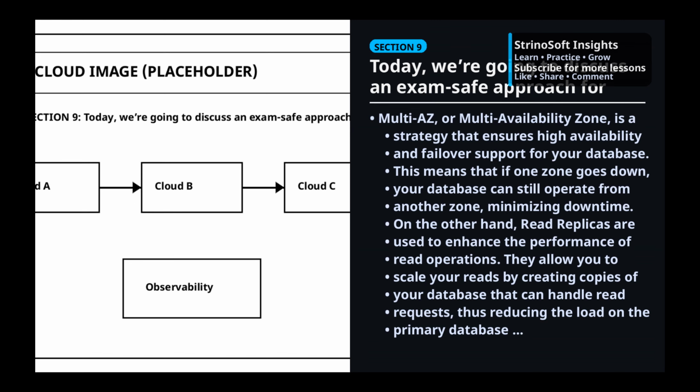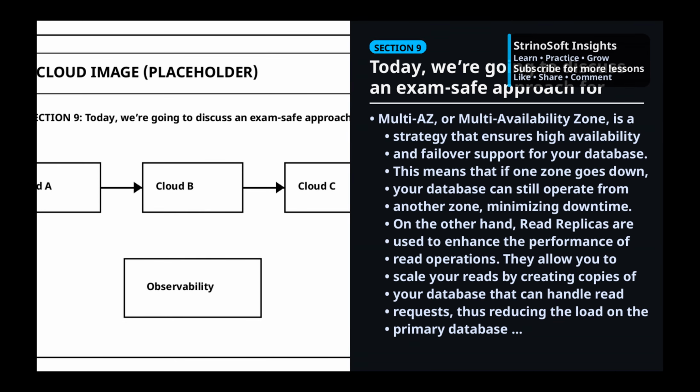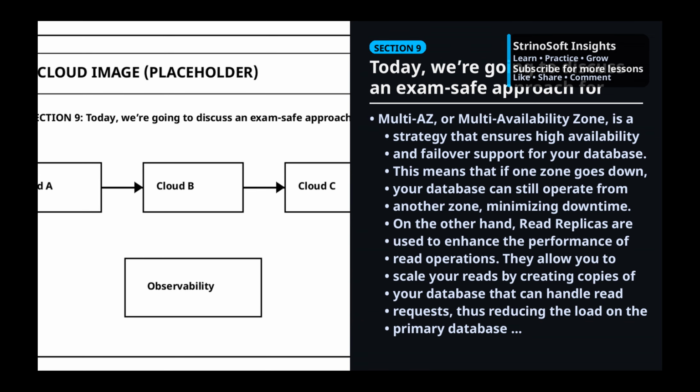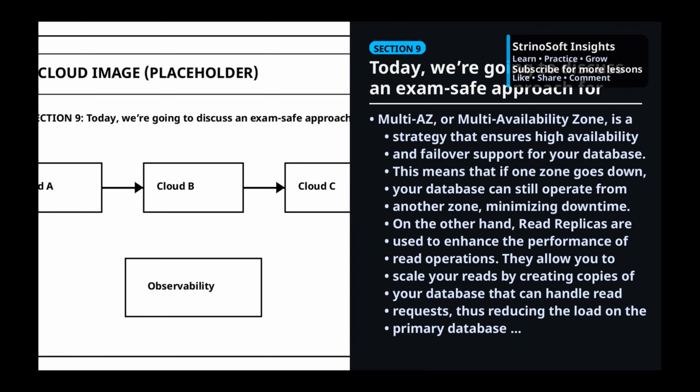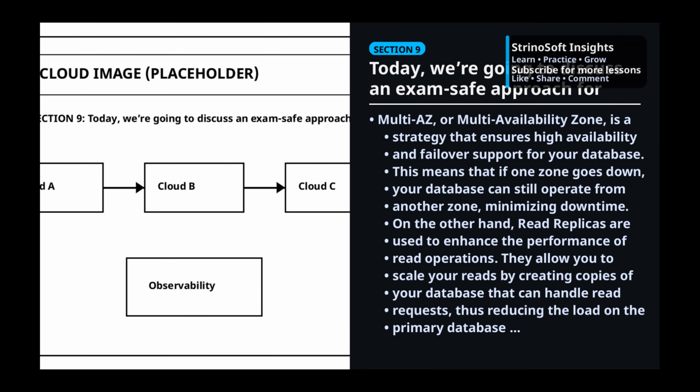Think of it like a library. If one section of the library is closed for maintenance, you can still access books from another section. Meanwhile, if there are multiple copies of popular books in different areas, more people can read them at the same time without waiting. To recap, Multi-AZ ensures that your database is always available, while read replicas help improve read performance.